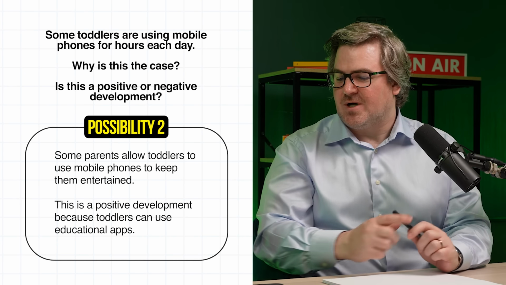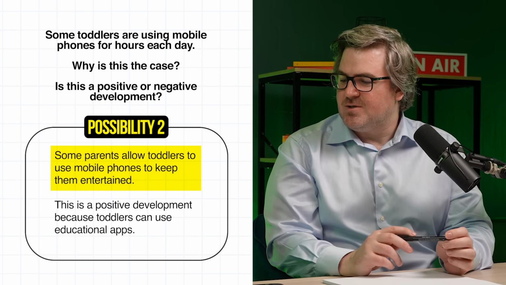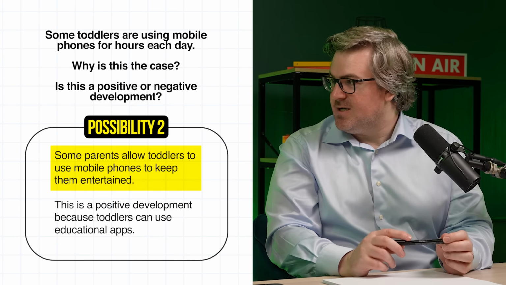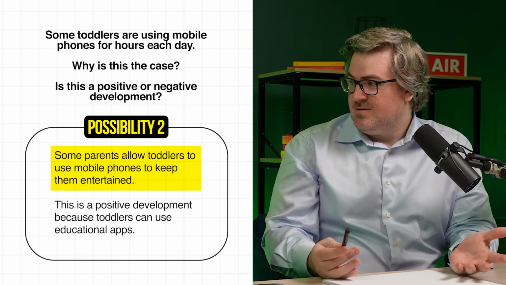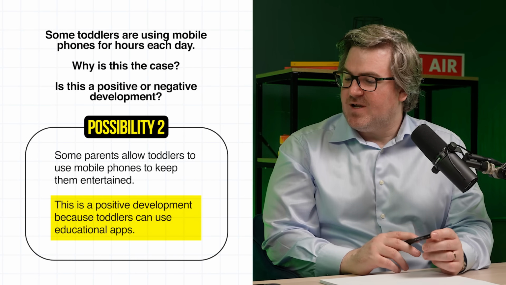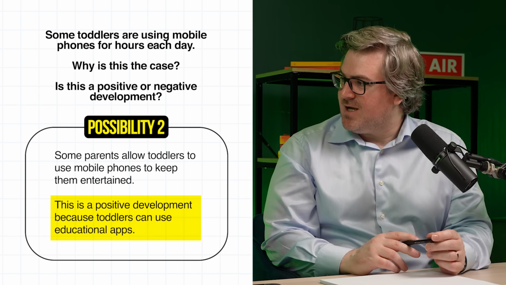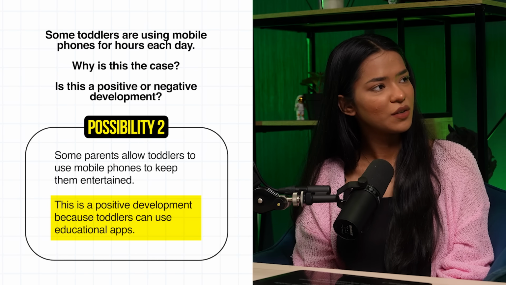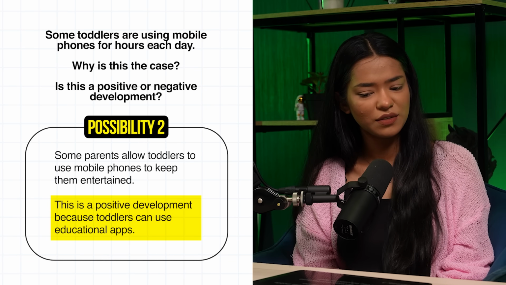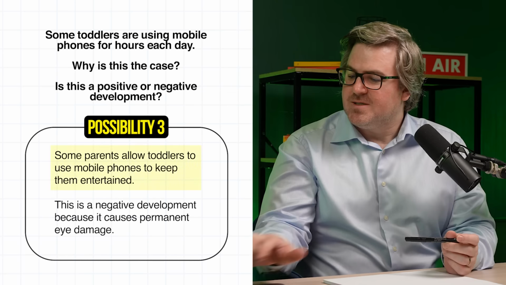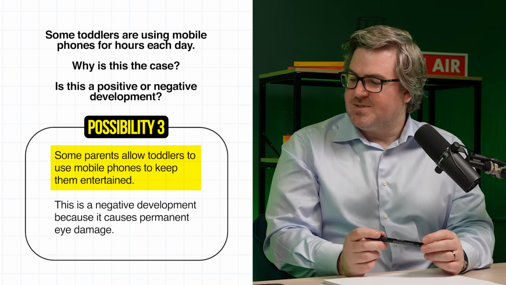Does this answer the question? Some parents allow toddlers to use mobile phones to keep them entertained. Is that a reason? I think so. Yeah. This is a positive development because toddlers can use educational apps. Is this okay? I think it's subjective. Depends on what people believe. Yeah, I think it's okay. Okay, let's look at possibility 3. Some parents allow toddlers to use mobile phones to keep them entertained. That's the same thing.